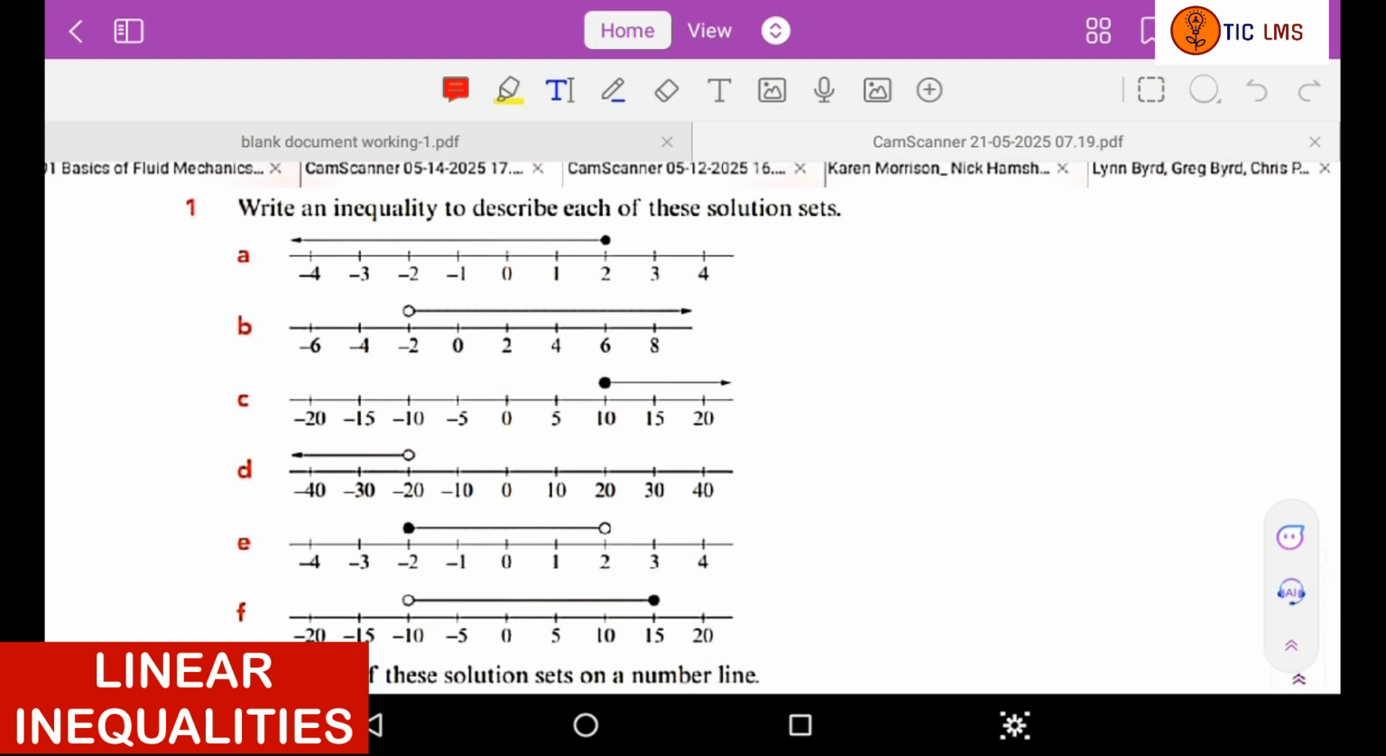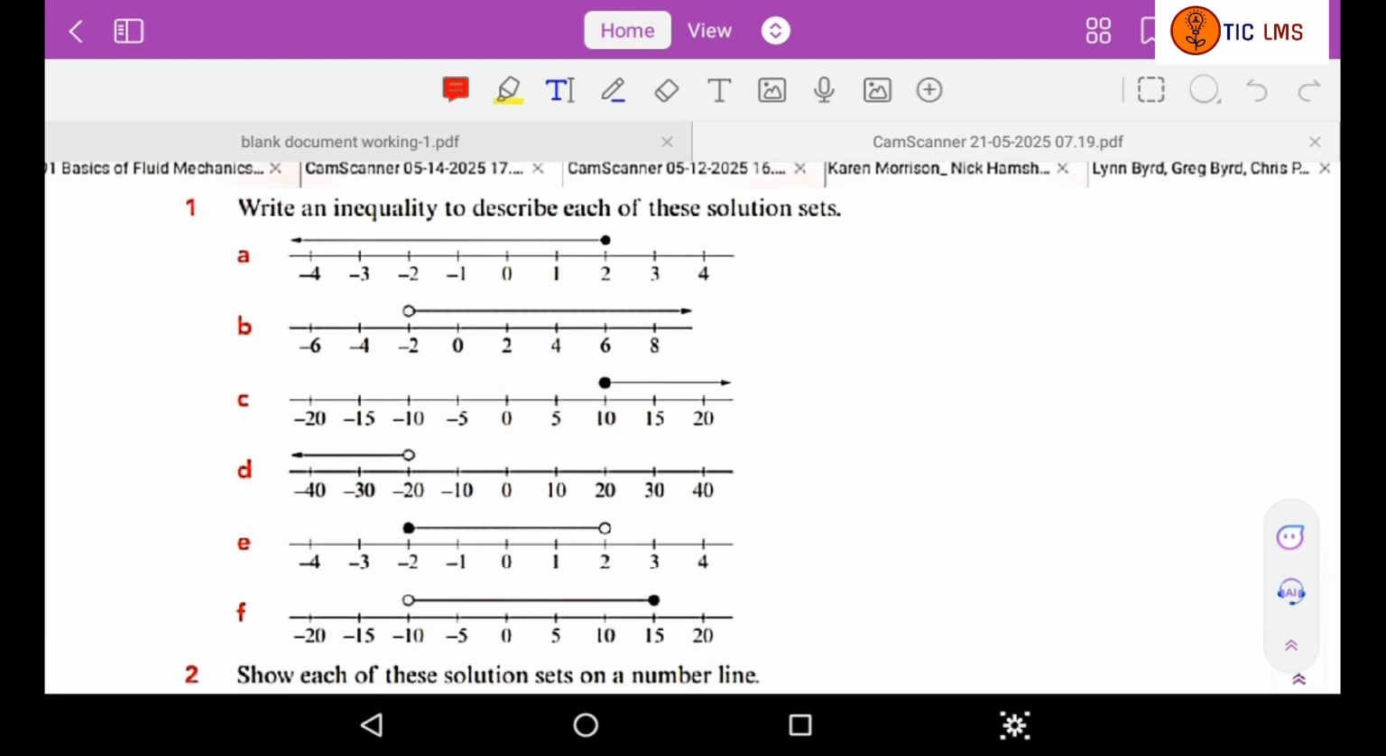And basically, we are solving questions. All right, so let's look at this first question. Now, we may not solve everything, but we're going to solve some of the key questions that we have here. All right, so here we have question one. Write an inequality to describe each of these solution sets. Okay, so these are number lines, and so our responsibility is to solve this.